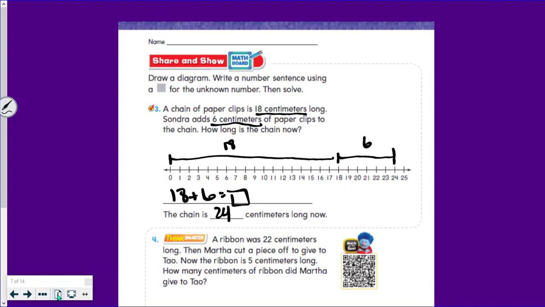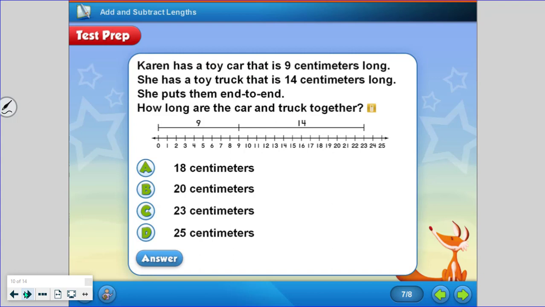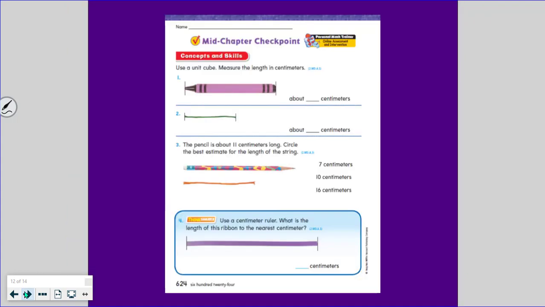All right, let's move along to the mid-chapter checkpoint. So you're going to turn this page in. This is one of the 3 pages you're going to turn in. This will be the first page you turn in. Okay? So it says unit is a unit cube. You can use a unit cube or you can just use your ruler. Measure the length in centimeters. So you're going to measure the crayon and measure the string. Go pause your video if you haven't already.